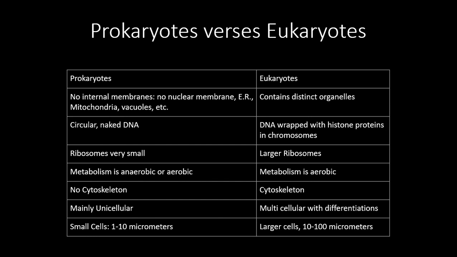Eukaryotes, on the other hand, contain distinct organelles. They have DNA wrapped with histone proteins in chromosomes, and larger ribosomes. Metabolism is aerobic, or uses oxygen. They have a cytoskeleton and are multicellular with differentiation, which basically means that cells will adapt as need be, and they're larger cells, 10 to 100 micrometers in length.